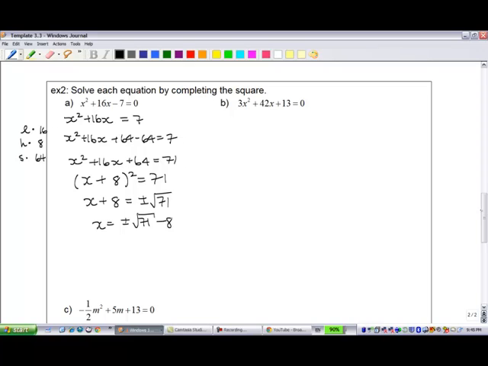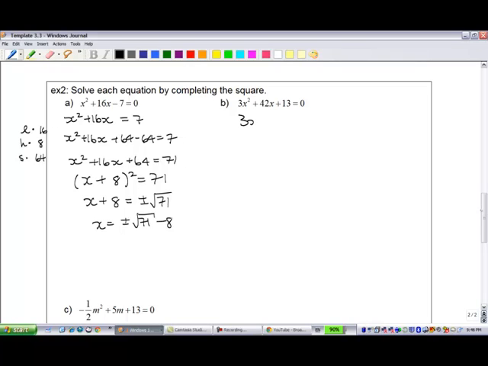So why don't you try that completing the square process on example 2 here. So example 2b, that is. Maybe make that listing of that L, that H, that S. I find that kind of useful. So hit pause now and try and do that.